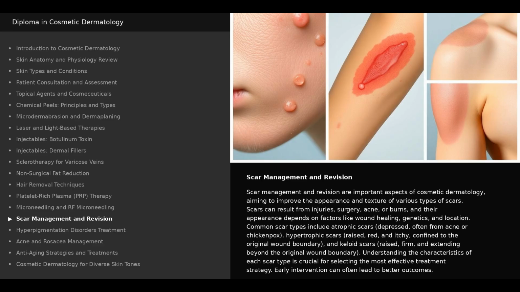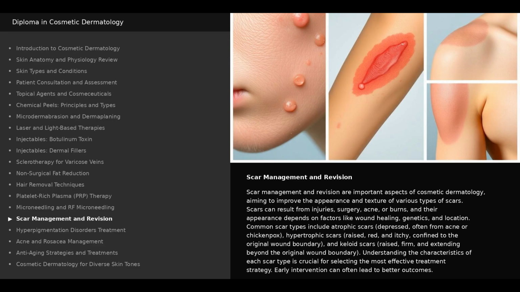Scars can result from injuries, surgery, acne, or burns, and their appearance depends on factors like wound healing, genetics, and location. Common scar types include atrophic scars, depressed, often from acne or chickenpox; hypertrophic scars, raised, red, and itchy, confined to the original wound boundary; and keloid scars, raised, firm, and extending beyond the original wound boundary. Understanding the characteristics of each scar type is crucial for selecting the most effective treatment strategy.